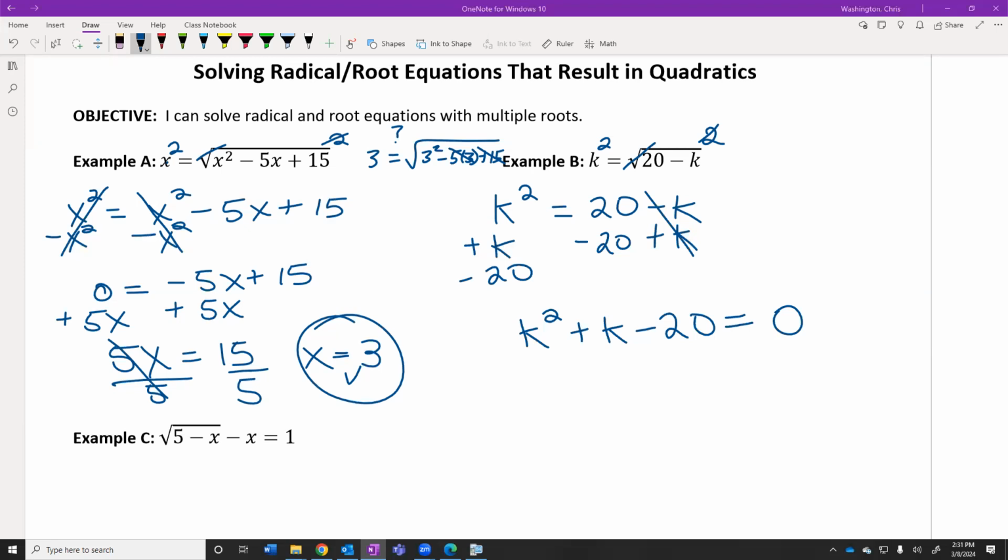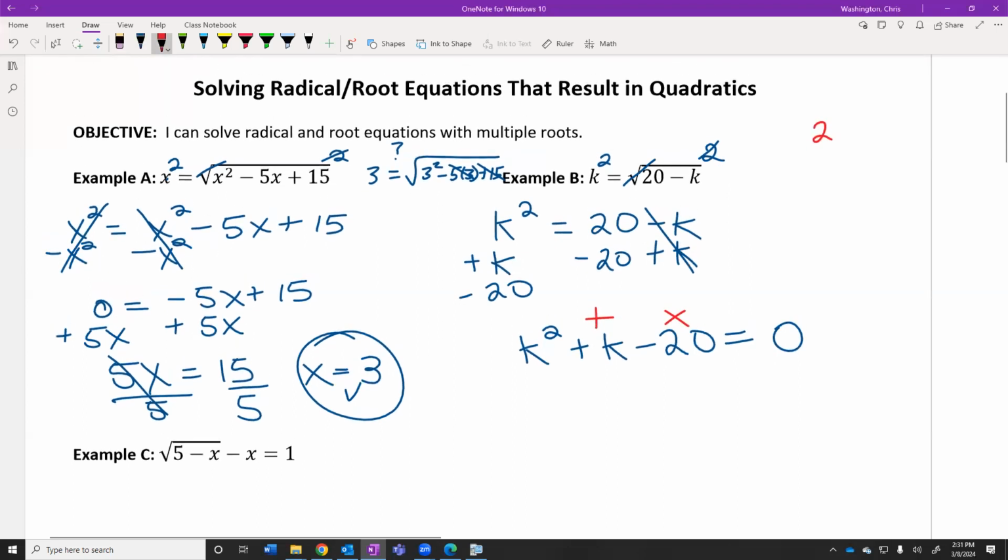If we're going to factor this, what can we multiply to get negative 20 that adds to give us positive 1? 5 and negative 4. A lot of us can do that just thinking about it. Like, hey, I know it's going to be 5 and negative 4. Some of us maybe have a little more difficult time trying to figure out those numbers. So what can we do to try to figure out these numbers?